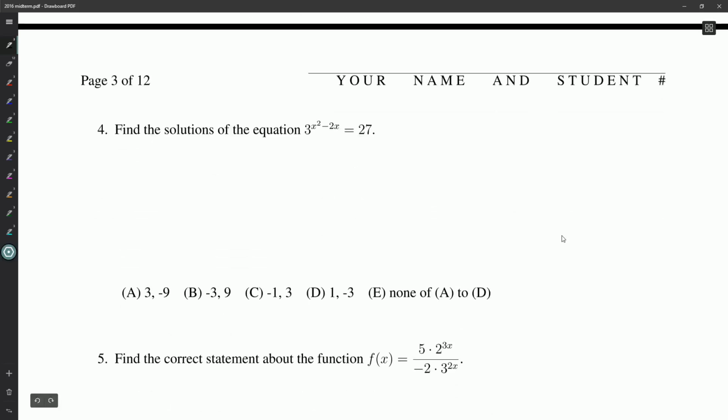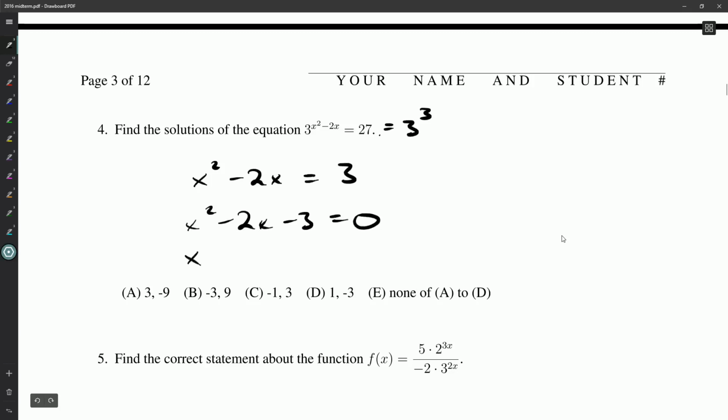All right, 4. Find the solutions of the equation 3 to the x squared minus 2x is 27. Well, I know 27 is 3 to the 3. If we log base 3 both sides, we'll get x squared minus 2x is going to be 3. And so I just need to solve this. Can I think of two numbers that multiply to negative 3 and add to negative 2? Absolutely I can. Negative 3 and 1. So my roots here are going to be x equals 3 and x equals negative 1.